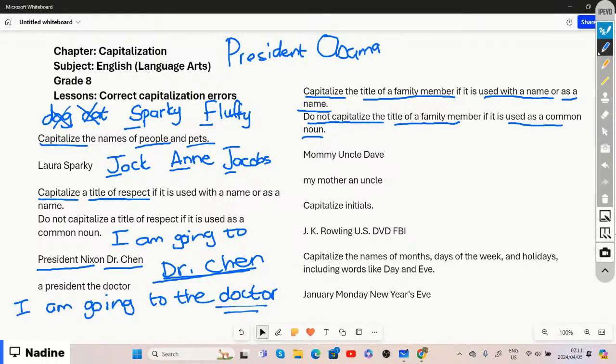But if you say something about my mother, for example, I spoke to my mother, then it is lower case. Or my uncle, it's the same, then it needs to be lower case. But as soon as you make mention of your uncle's name, or you just say Mommy as a name, then that needs to be capitalized.